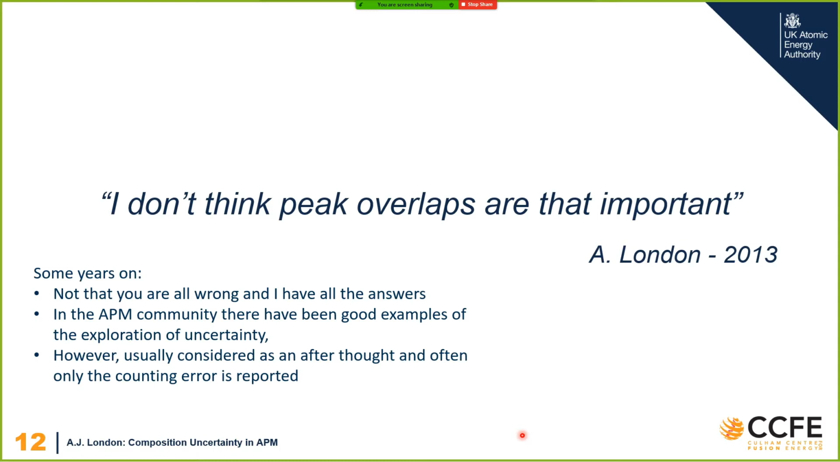There are some really good examples of how to deal with uncertainty in Atom Probe in various different aspects. So I'm not saying that that's not been done correctly. There are some really good examples. It's just usually it's only added as an afterthought, like, oh, we need some error bars here, so let's add some on. And often it's only the counting error which is reported. And counting error is going to be the smallest possible source of uncertainty. So you might be really misrepresenting your result if you only include counting error and don't include anything else.